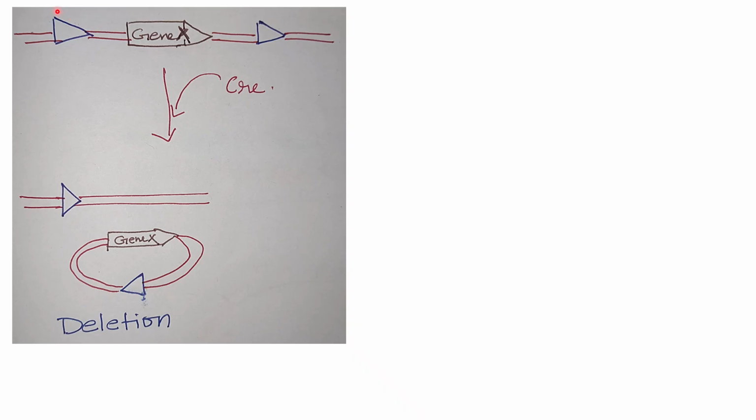Now if the LOXP sites are in the same direction, that is this triangle is facing in this direction, this triangle is also facing in this direction. These are your LOXP sites. This is the gene X that you want to delete. So the LOXP sites are facing in the same direction. So when you add the Cre recombinase, what it will do is delete this gene X. So this is gene X deletion.